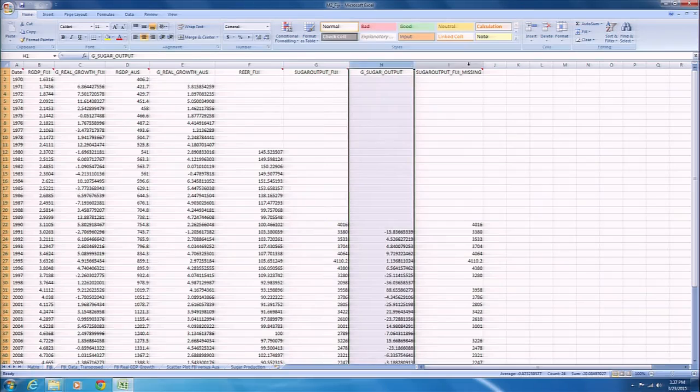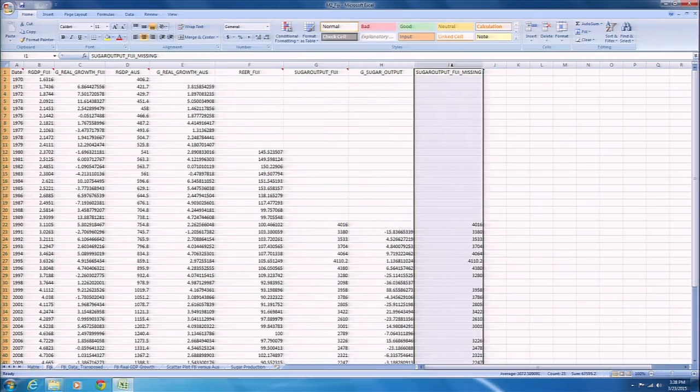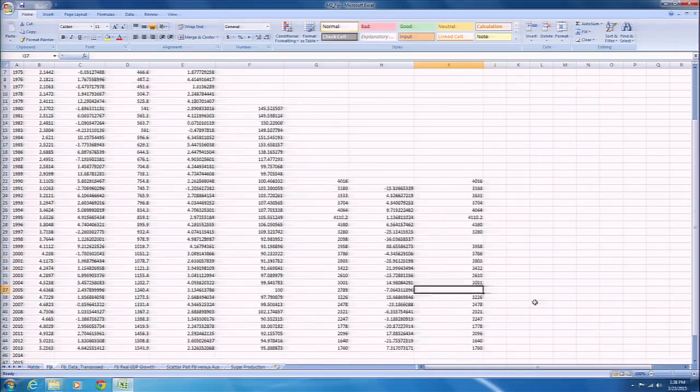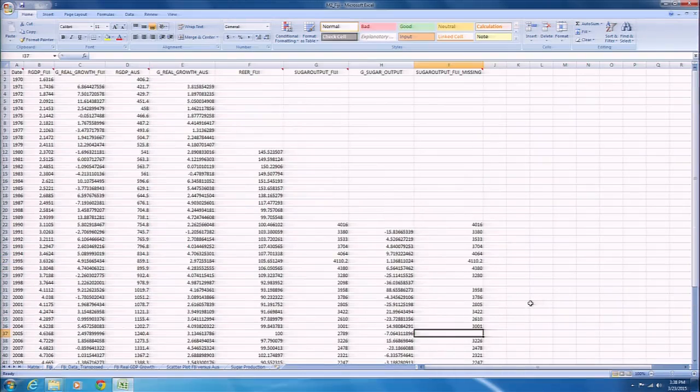And finally, in column I, I've got the same series as sugar output of Fiji, but I've deliberately introduced missing values in the series. In other words, I've knocked out 1998 and 2005, because later on, particularly in session 7, we'll show you some operators within Eviews that allow you to remove those missing values fairly easily.